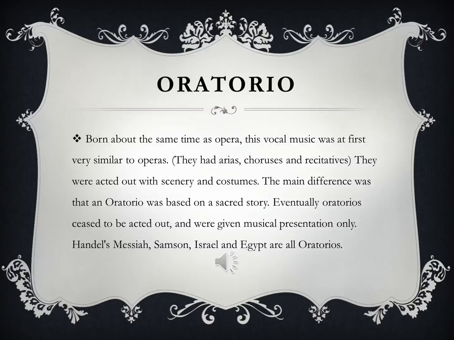The main difference was that an oratorio was based on a sacred story, in other words, a religious story or a Bible story. Eventually, oratorios ceased to be acted out and were given musical presentation only. Handel's Messiah, Samson, Israel in Egypt are all oratorios. And here's a very famous chorus from Handel's Messiah, Hallelujah.